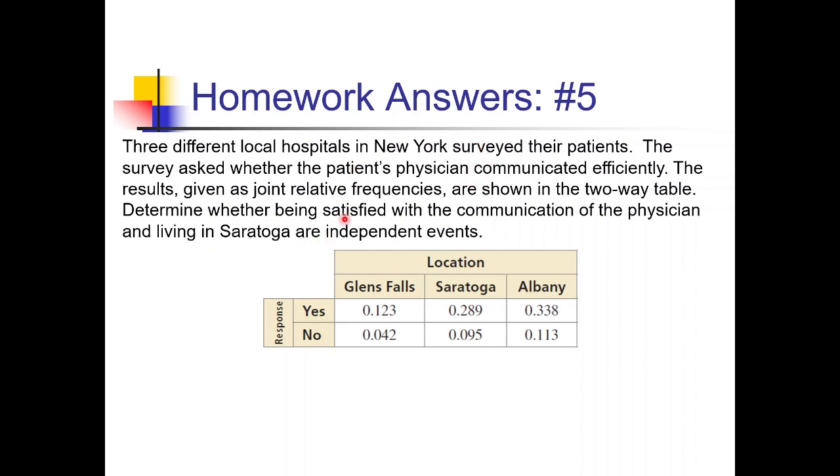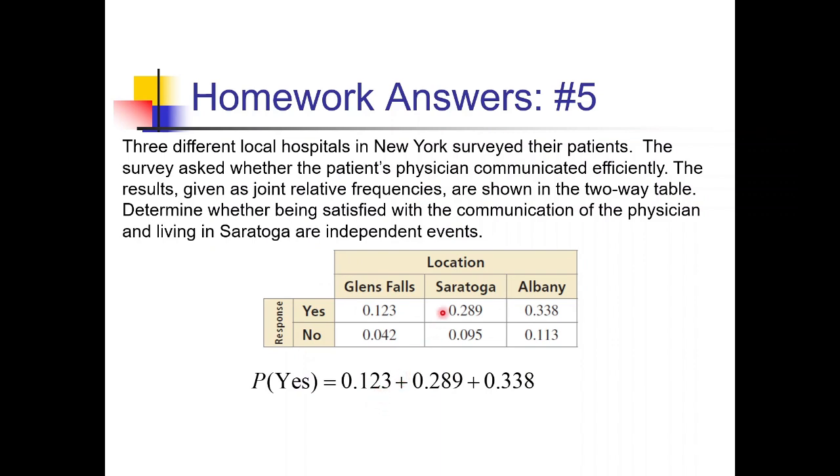For this problem, we have 3 different local hospitals in New York surveying their patients. Surveys asking whether the physician communicated efficiently, and they gave the results as a joint relative frequency table shown below here. We want to know if being satisfied with communication of the physician and living in Saratoga are independent events. So the way we're going to figure this out is we're going to see what the probability of yes is just by itself, and then we're going to look at the conditional probability of yes given that we're living in Saratoga.